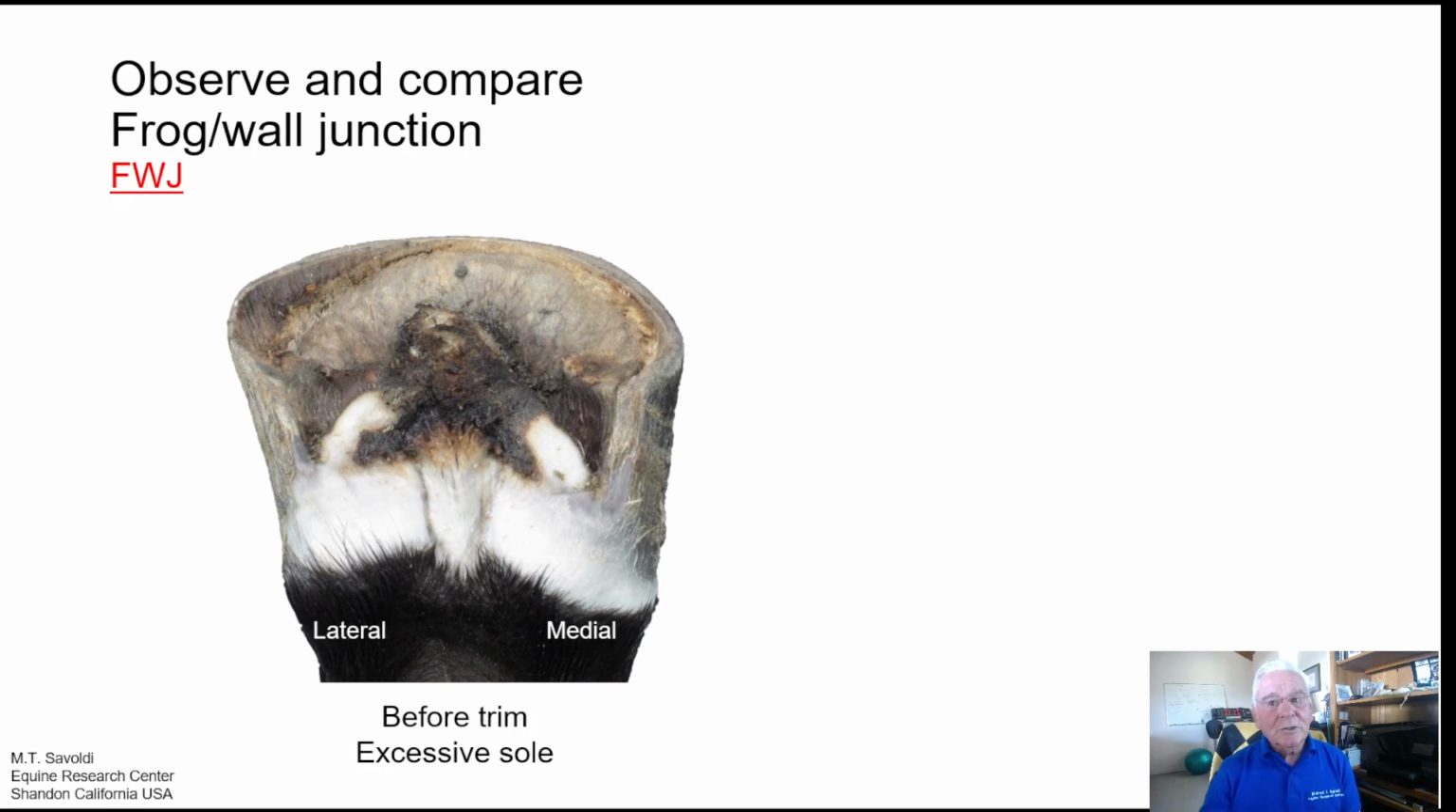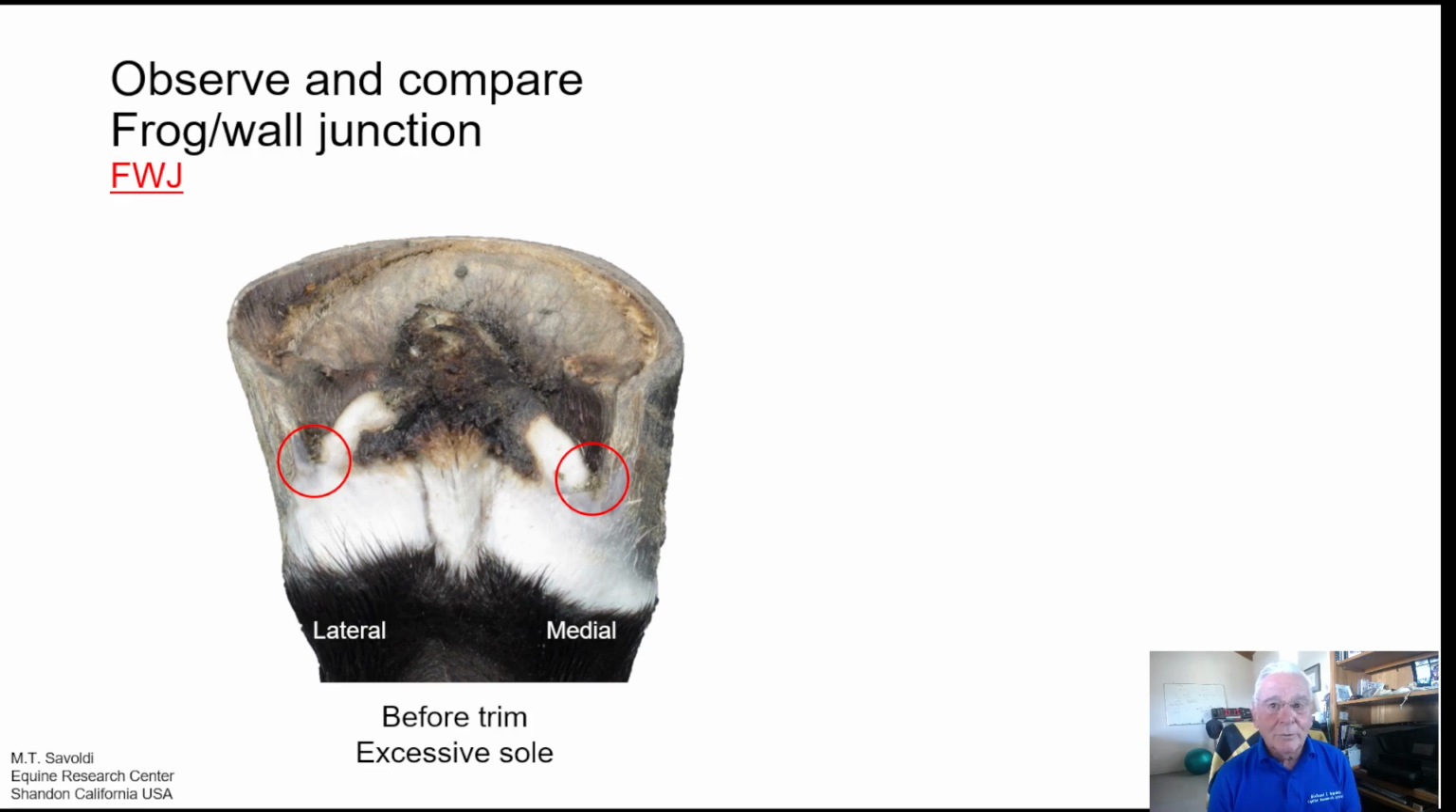Now the tissue's been shaved away from that area so it can be found. Carefully shaved away. If you go too high, you'll be in trouble if you get into the bulbs. You just take your knife and shave down the buttress until you expose the frog wall junction. But the medial heel is quite a bit longer than the lateral heel. There's our frog wall junction.